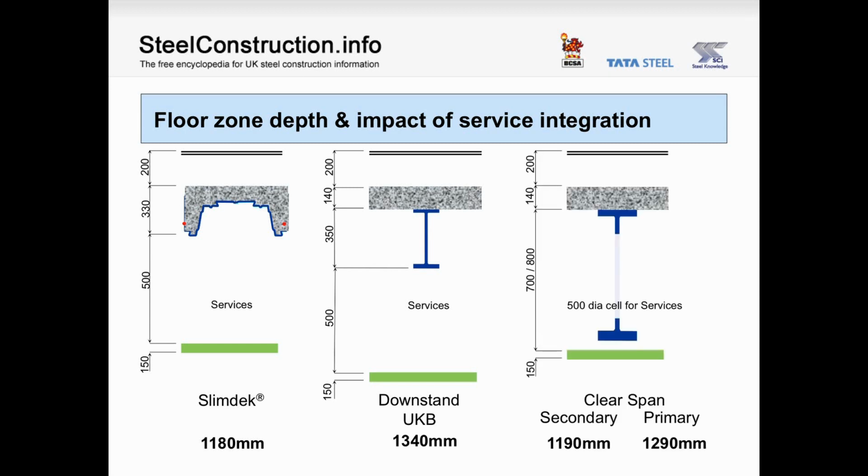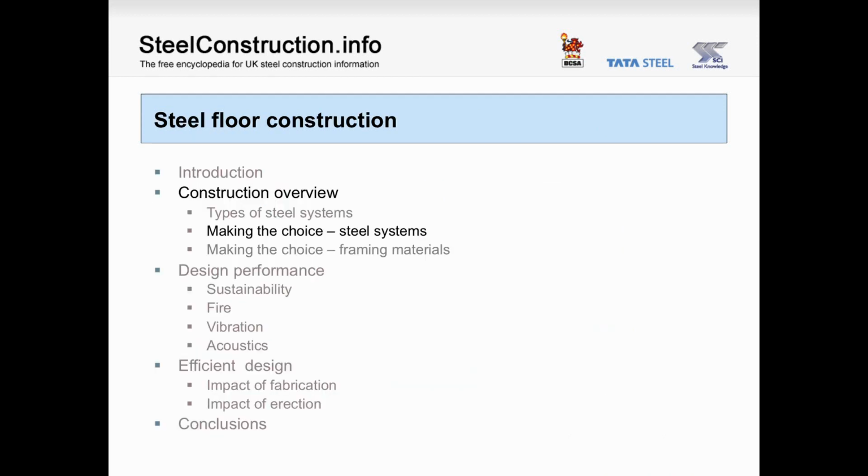However, perhaps most surprising is the impact on cellular construction if you can integrate the services. Clear span secondary beams can achieve a floor zone depth of only 10mm more than the shallow floor system. But if we can't integrate the services, we see that figure rises from 1190mm to 1690.